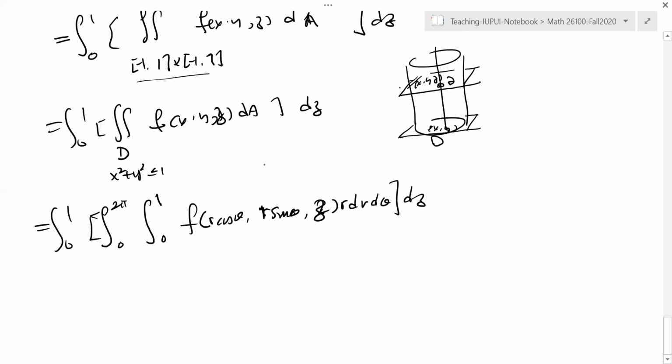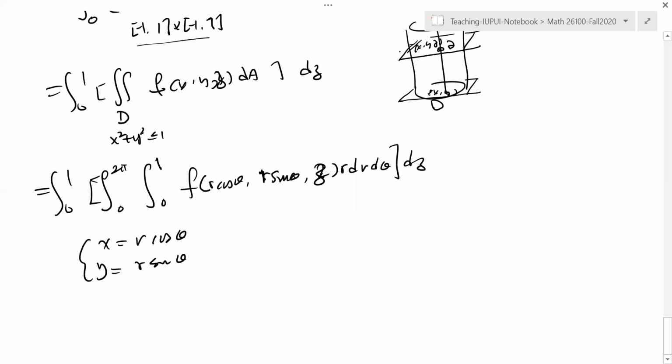Here, x is going to be r cosine theta, y equals r sine theta. We just focus on this double integral and change the coordinates. We do not touch the z variable.